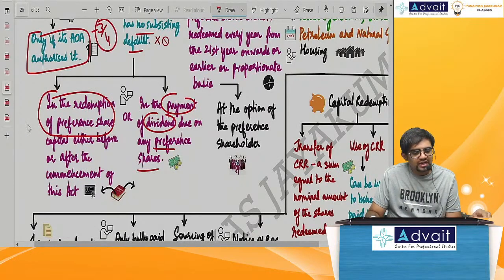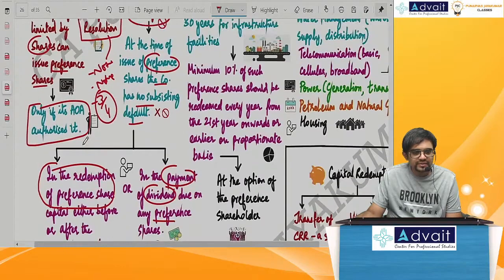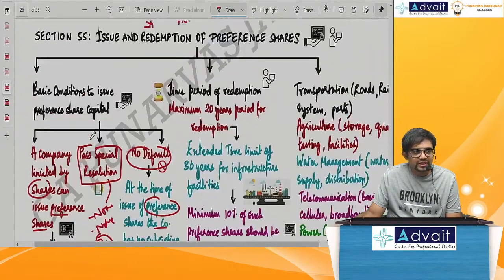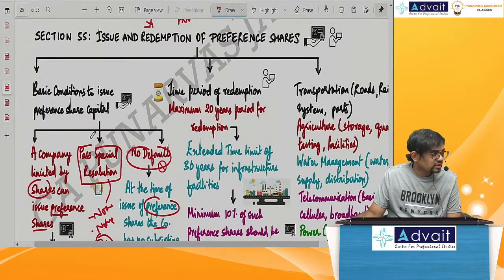If you have failed to redeem preference shares before, can you now issue new preference shares? No. Second, if you have failed to pay dividend on preference shares before, can you issue new preference shares today? No. That is what they are trying to tell. In the redemption of preference shares or in the payment of dividend due, there should not be any default.